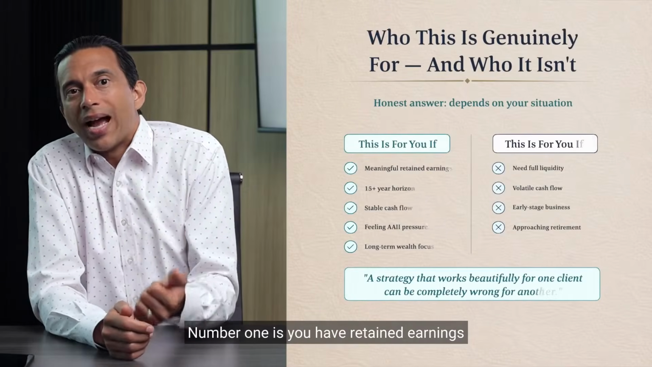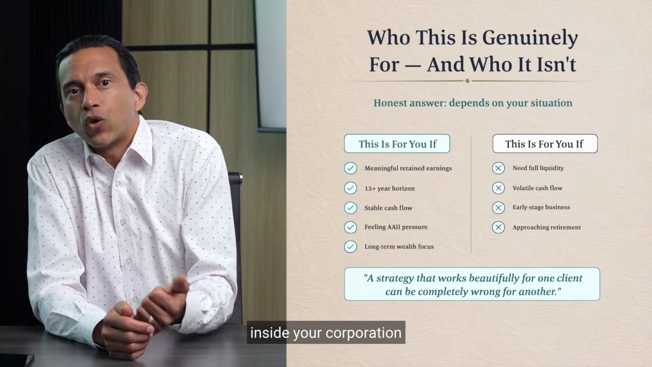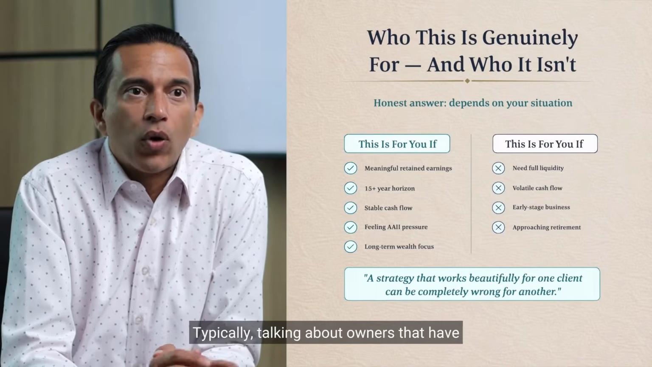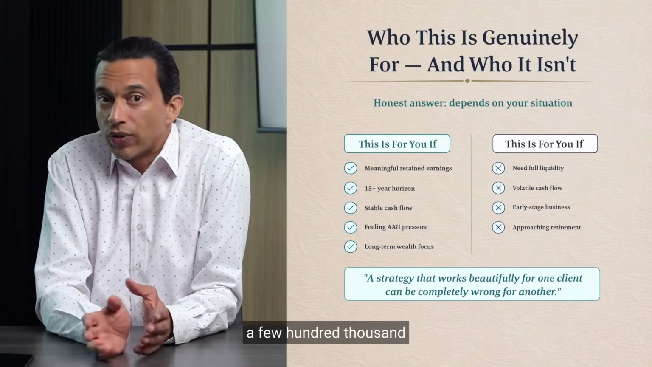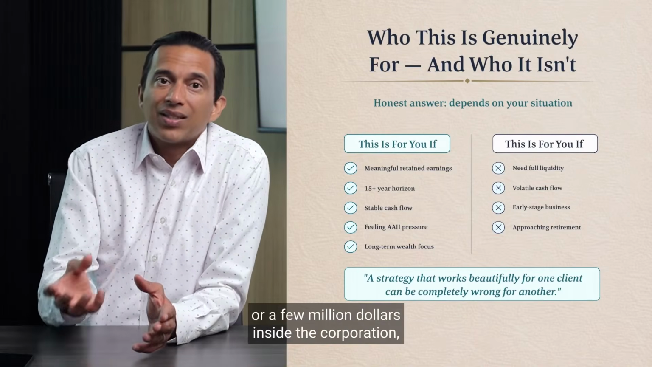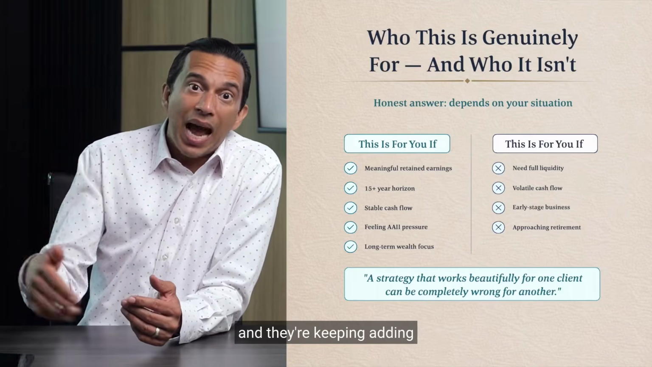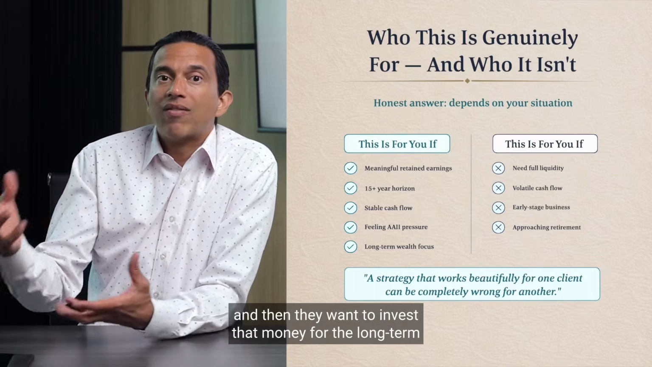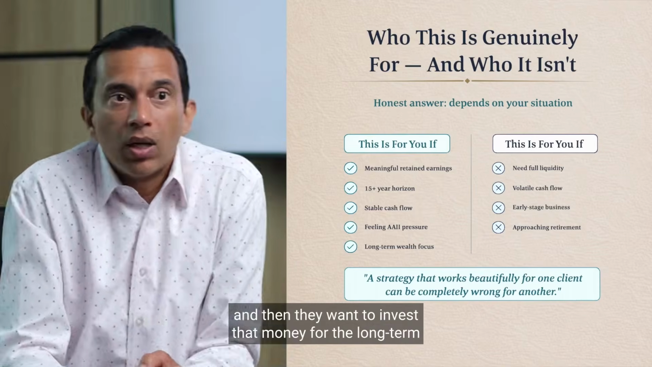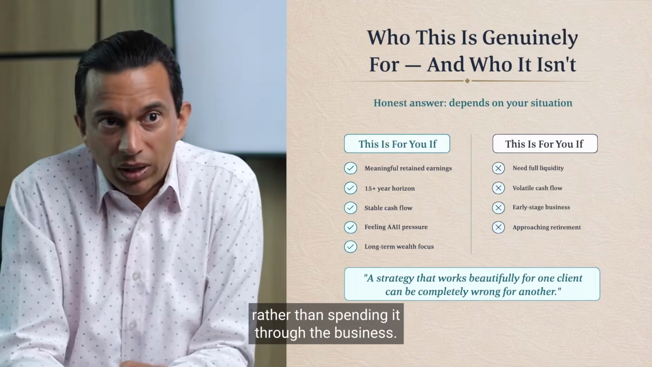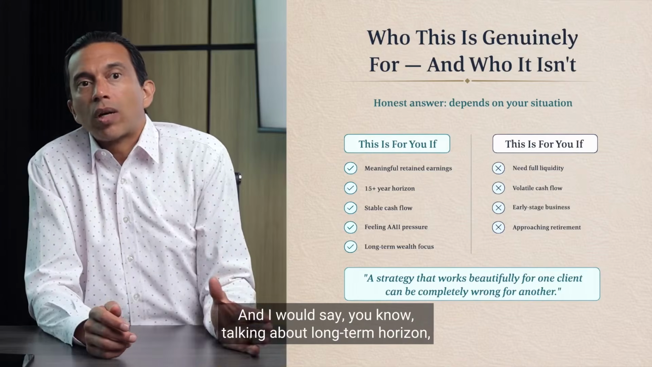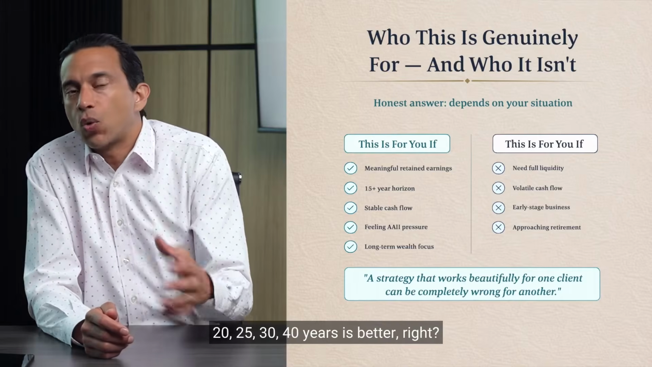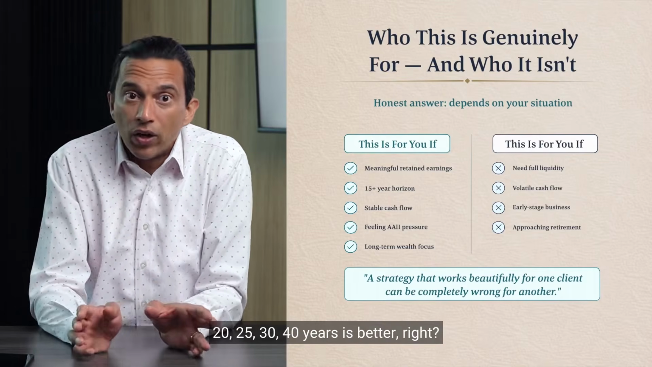Number one is you have retained earnings inside your corporation that are not required for operations. Typically talking about owners that have a few $100,000 or a few $1 million inside the corporation, and they're adding retained earnings every year. Their business is profitable, and they want to invest that money for the long term rather than spending it through the business. And I would say, talking about long-term horizon, 10 years at least. 20, 25, 30, 40 years is better, right?